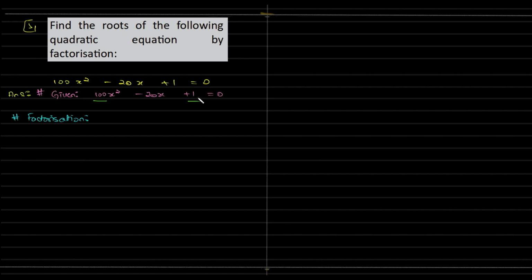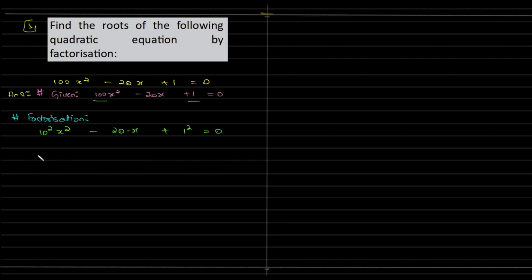So after writing in standard form, if you look at the coefficients and the constant, the coefficient and the constant is square of some number, by default it's related to some identity, right? So I can write 100 as 10 square into x square minus 20x, just copy the middle term, plus 1 square is equal to 0.